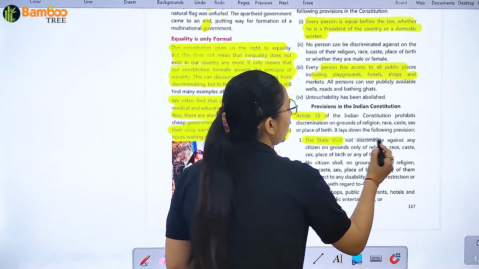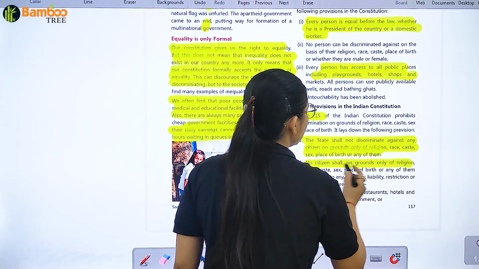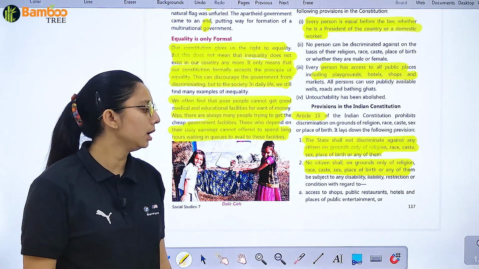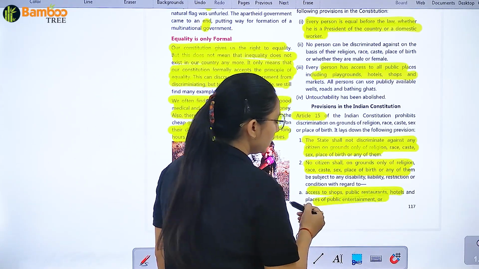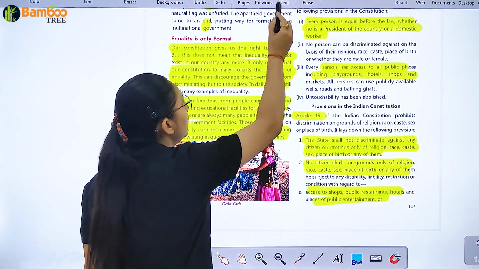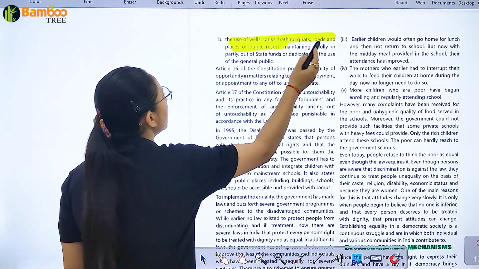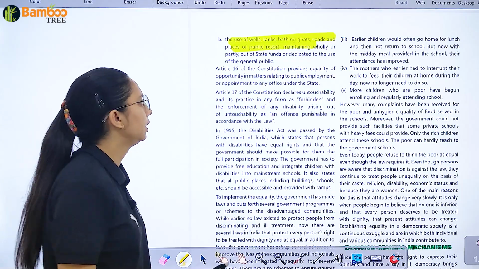The state shall not discriminate against any citizen on the grounds only of religion. No citizen shall, on grounds only of religion, race, caste, sex, place of birth, or disability, be denied access to shops, public restaurants, hotels, places of public entertainment. कोई भी जा सकता है. The use of wells, tanks, bathing ghats, roads, places of resort, किसी को भी use कर सकते हैं.